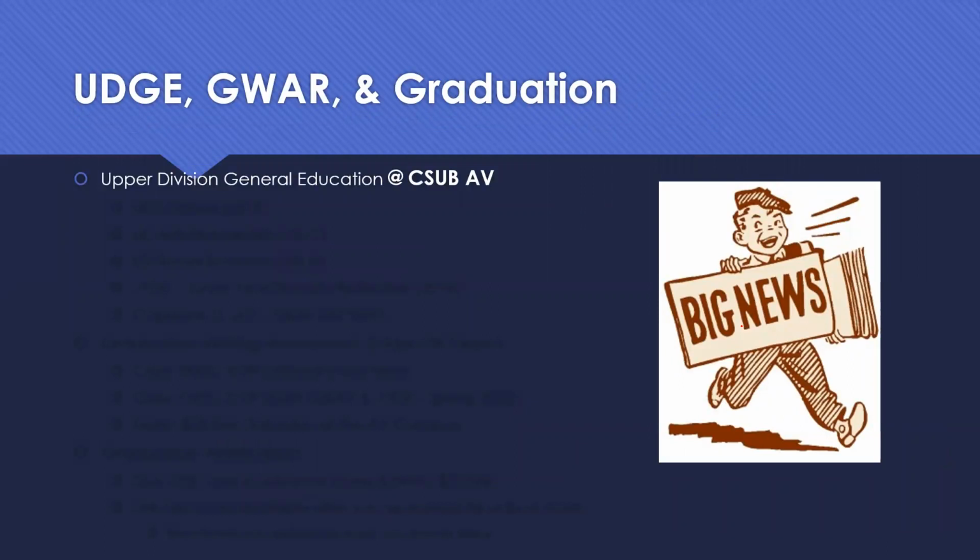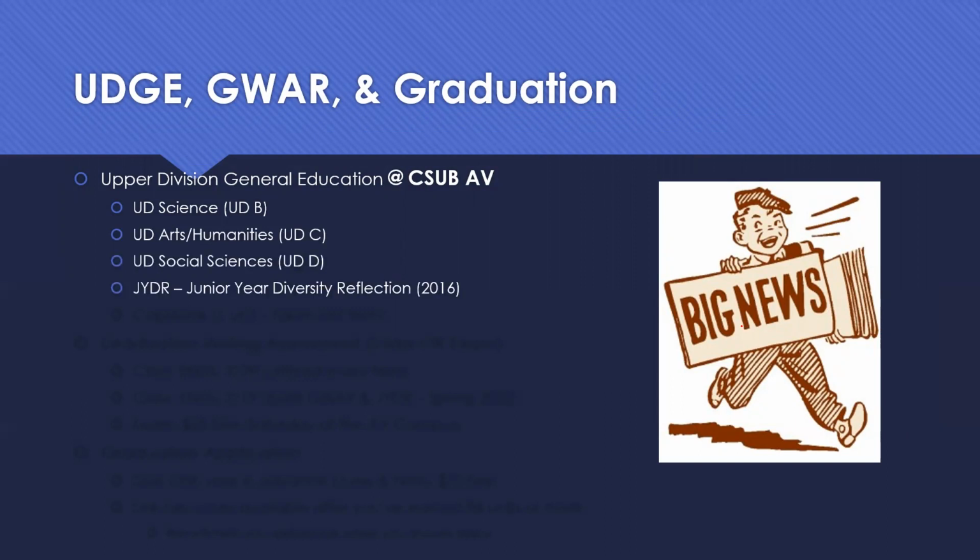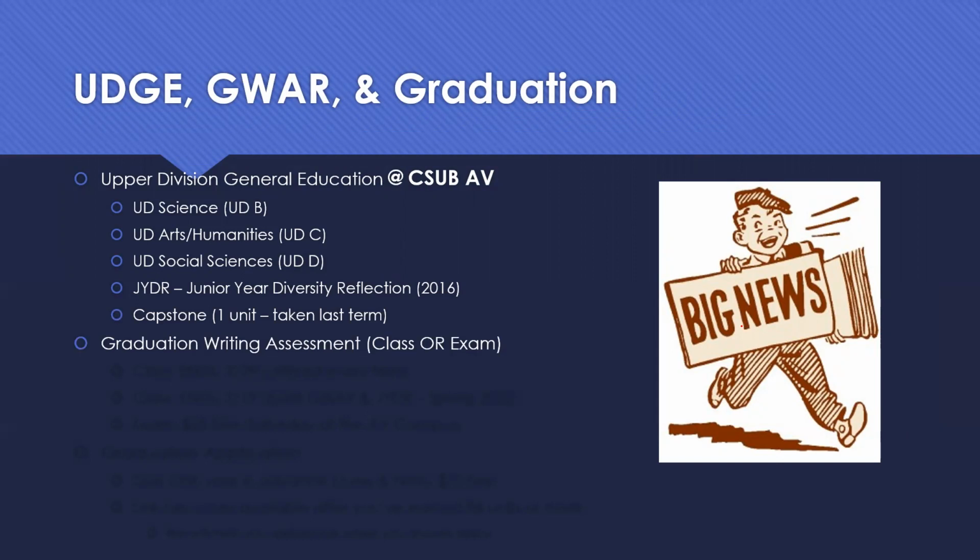These are your typical upper division general education requirements for all students coming in to CSUB. And I'm listing the AV one specifically, but all CSU students have to do these requirements. We have an upper division science, an upper division arts and humanities, an upper division social science, a diversity class, a capstone class, and there is a lower division one, which is pretty new.